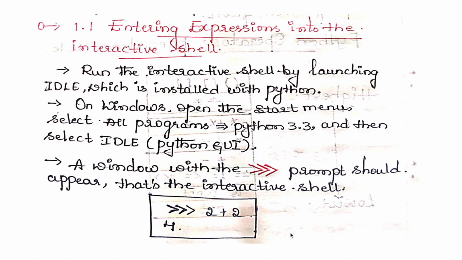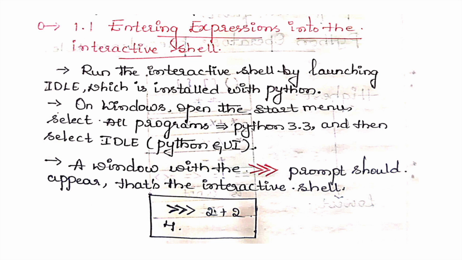So how do you know that a prompt is open? You can see the symbol: three greater than symbols. A window with this symbol prompt should appear. That's when the interactive shell is opened. For example, if you type 2 plus 2, it is going to do the simple addition and give the result as 4. So a window with this symbol should appear. Only then you can type your expression.